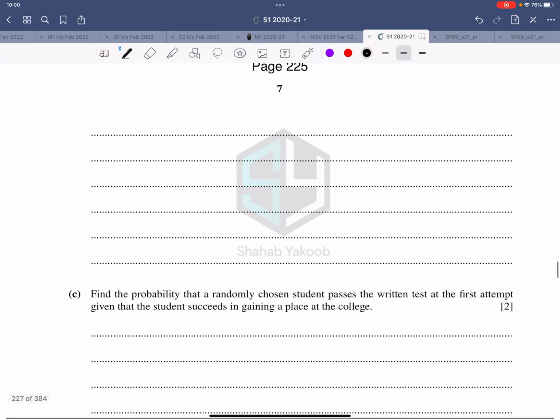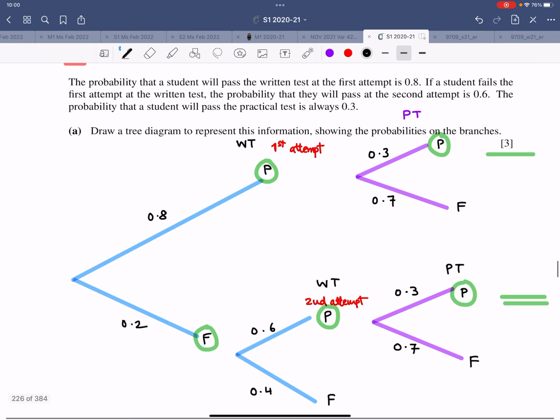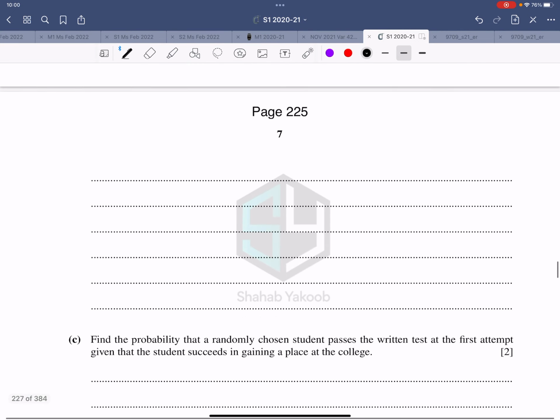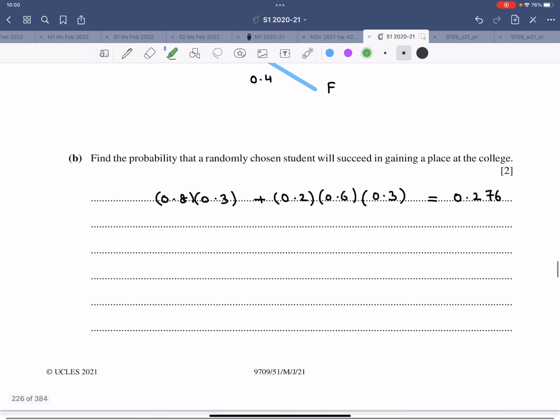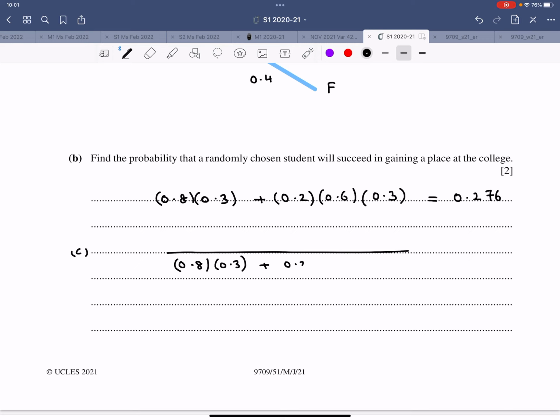Third part, too much space is given because the tree diagram was already for 3 marks. Find the probability that the randomly chosen student passes the written test at the first attempt, given the student gains a place at the college. So basically, the answer for part C is this: 0.8 into 0.3 goes at the top, and 0.2, 0.6, 0.3 goes at the bottom, which naturally is 0.276.